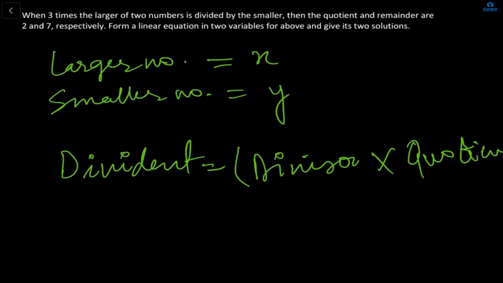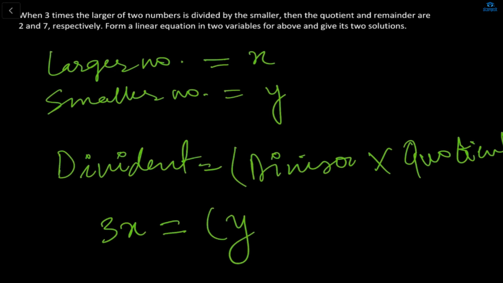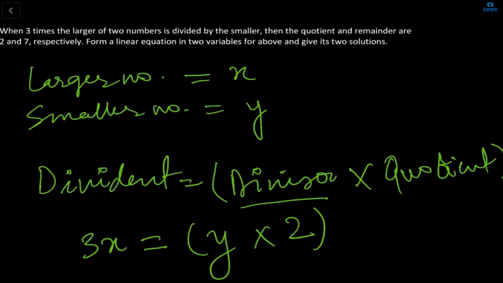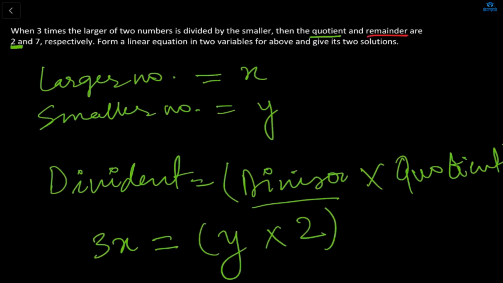Now, it is written that 3 times the larger of two numbers, so the larger I am taking as x, so 3x is divided by the smaller number. So that means the divisor is y. Then the quotient and remainder are 2 and 7. Quotient is 2 and remainder is 7 because it's written respectively.